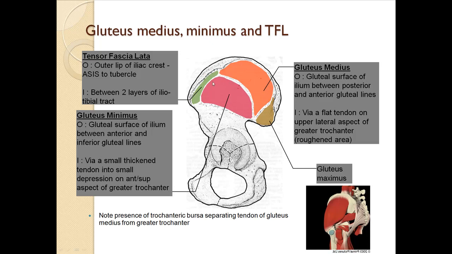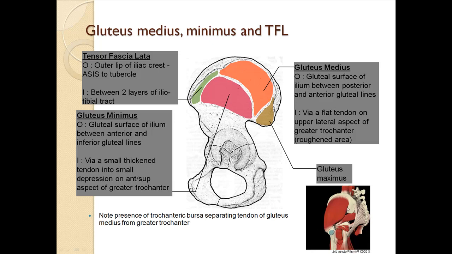Gluteus minimus, on the other hand, arises between the anterior gluteal line and the inferior gluteal line here. Again, on the lateral surface of the ilium, again a large fleshy attachment. Now both of these muscles pass laterally, so they pass out of the page towards you before inserting onto the top of the greater trochanter, on the upper lateral aspect of the greater trochanter.